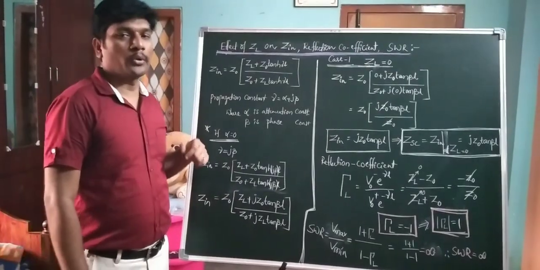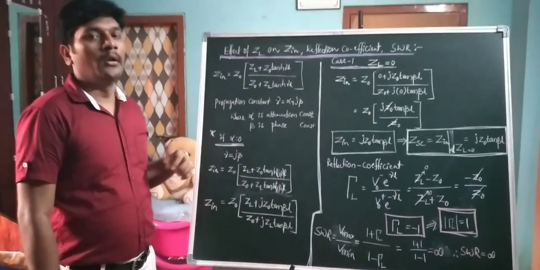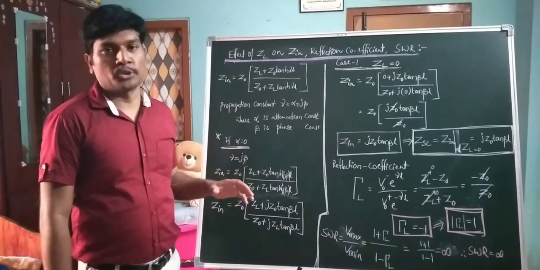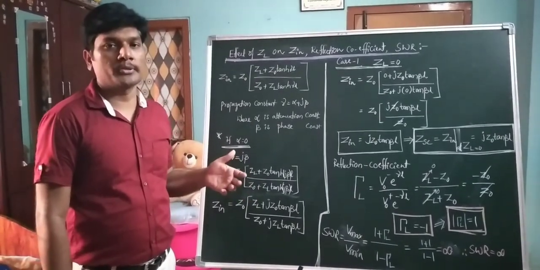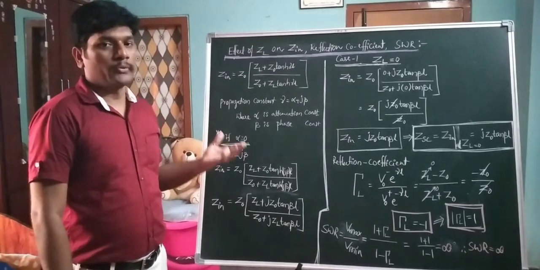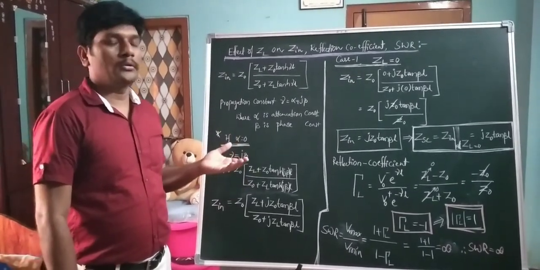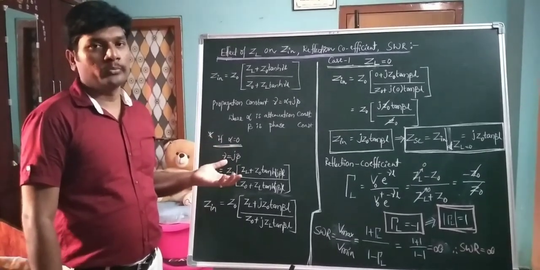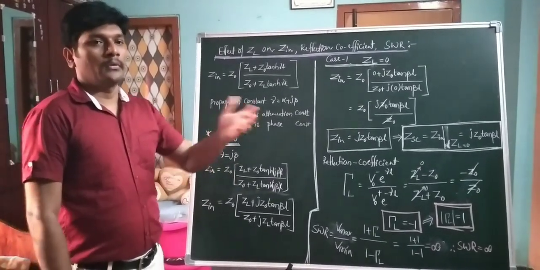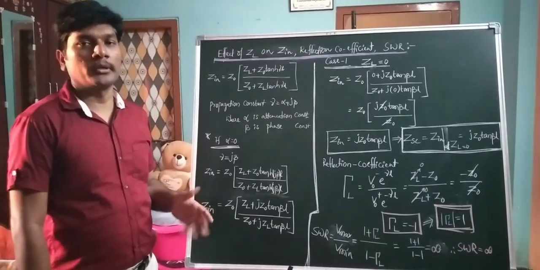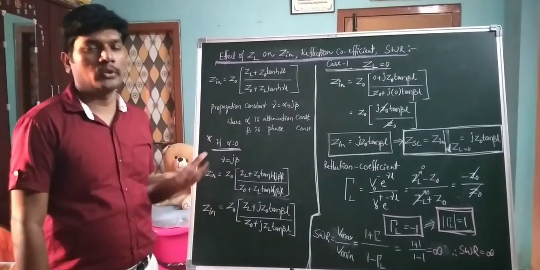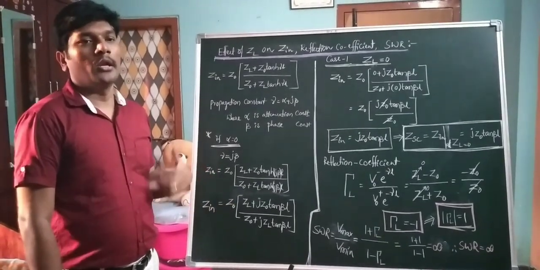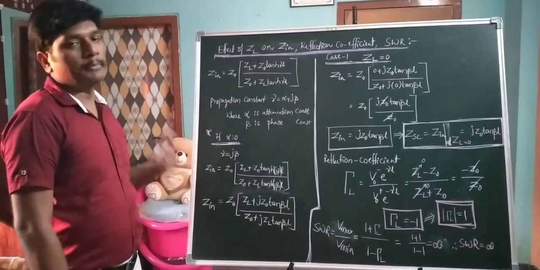In this video, we are going to discuss the effect of load on parameters of transmission line. So, which parameters of the transmission lines depend on the load? They are the input impedance Zin, the voltage standing wave ratio, and another one, the reflection coefficient. These three parameters depend on ZL. In this video, we are going to discuss how the selection of ZL influences these three parameters.